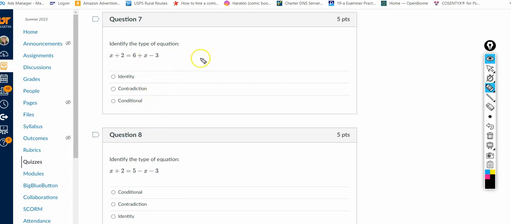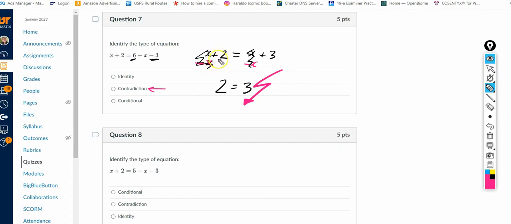So let's solve this thing for x. Well, first of all, I can combine these. So I haven't done anything to the left-hand side, but the right-hand side, 6 minus 3 is 3. And now if I subtract x from both sides, then the x's cancel, and what I'm going to be left with is 2 equals 3. Now that is not true. That's a false statement, and when you have a false statement, you have a contradiction.